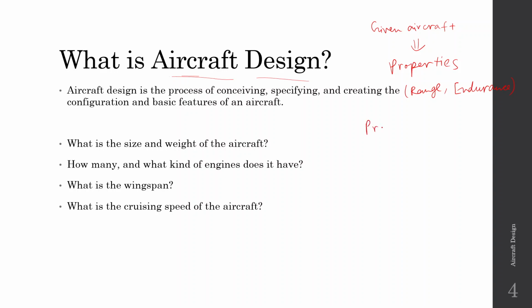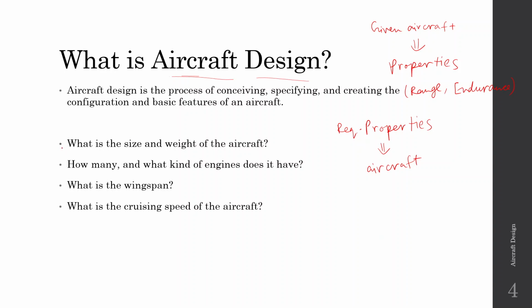You are given the required properties, and you have to find an aircraft. You have to come up with an aircraft configuration which satisfies these properties. So suppose somebody tells you, I need an aircraft which can fly at so and so velocity, which can fly at supersonic velocity. So what kind of wing will it have? What will be the size of the aircraft? These kinds of questions.